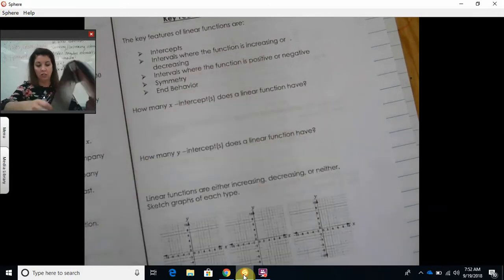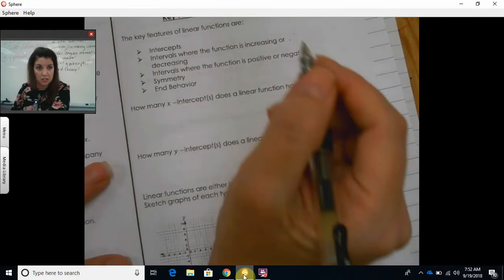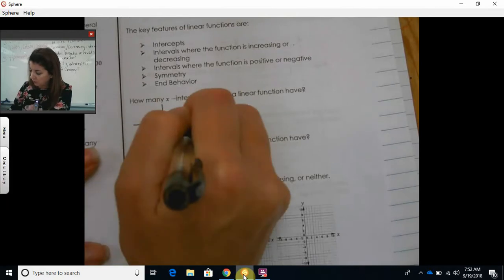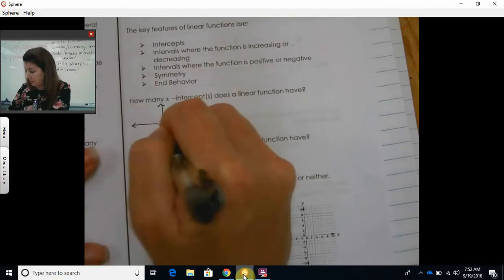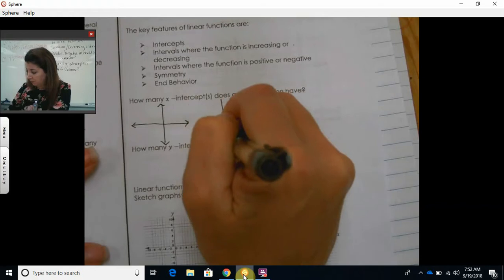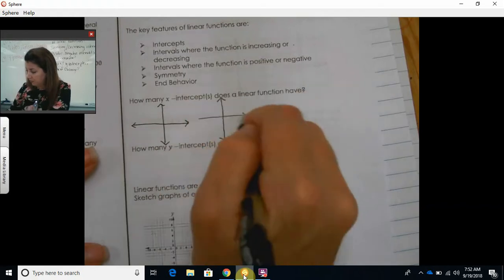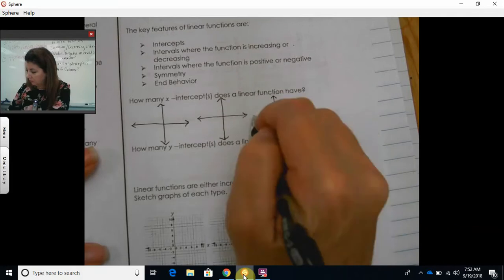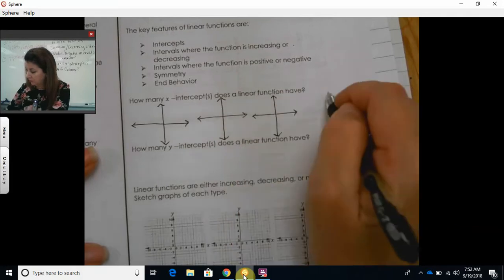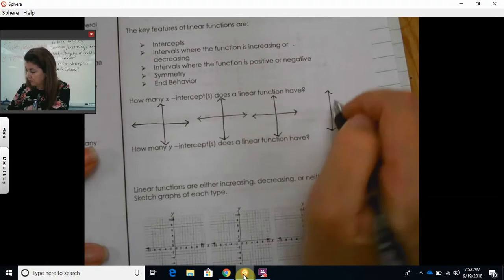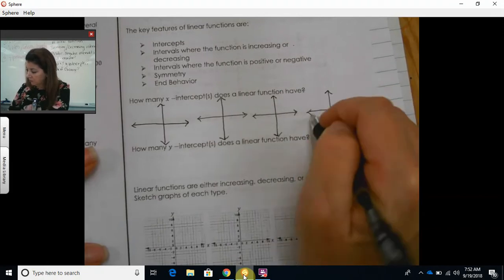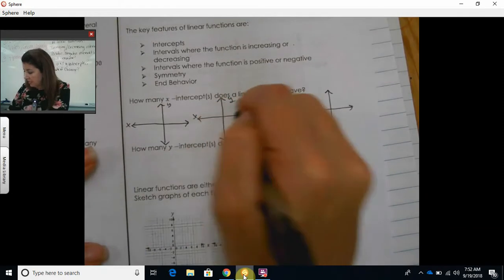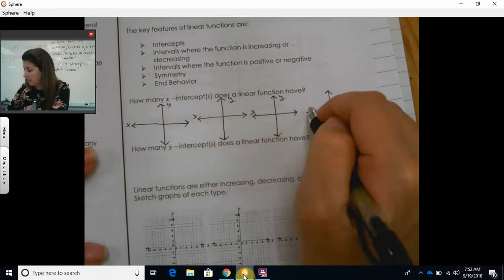Okay, so I'm going to draw 4 little graphs, and so are you, so that we can help ourselves to answer this question. And I'm going to also label my axes, the x-axis and the y-axis.